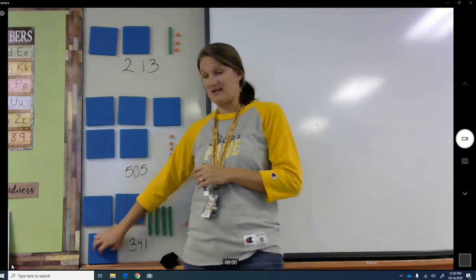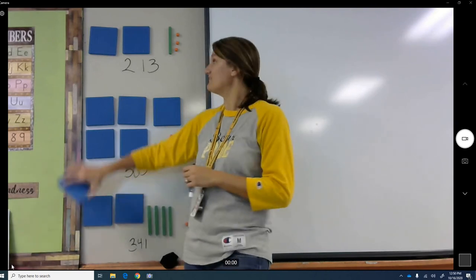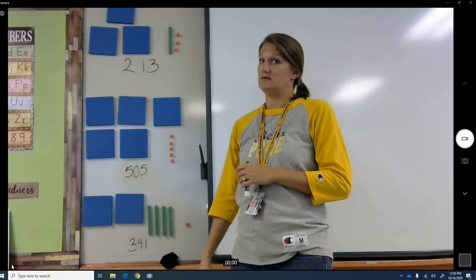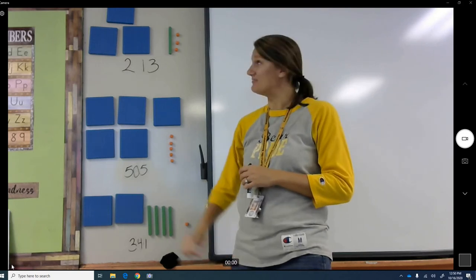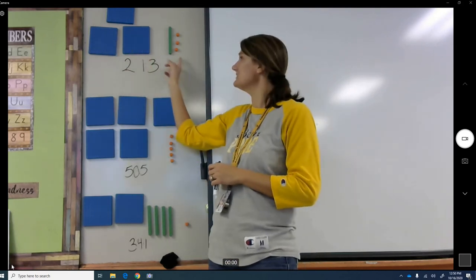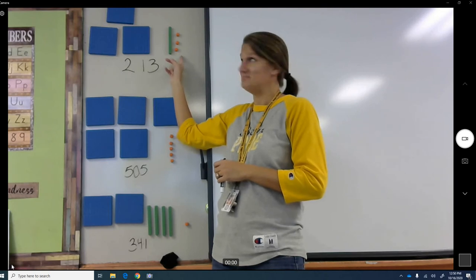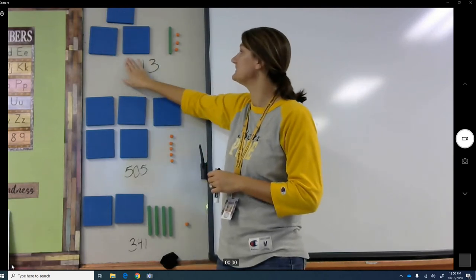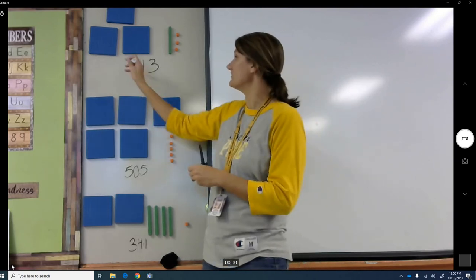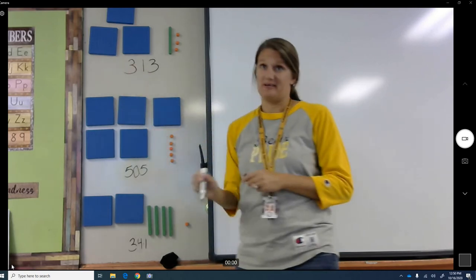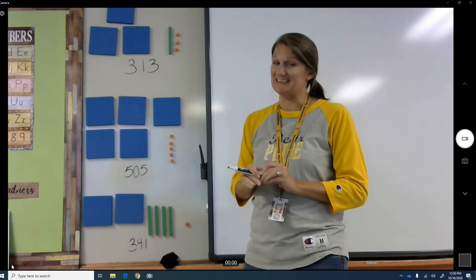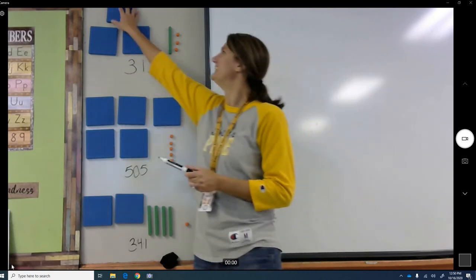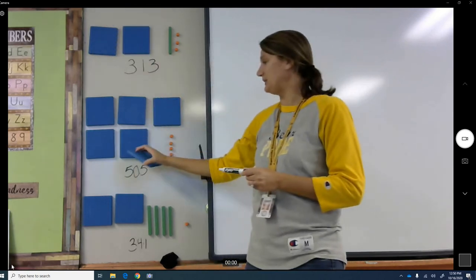I'm going to steal from down here because I'm out of hundreds blocks. But if I add 100, now do I have 213? I added 100, so I changed the hundreds place, and I give it another 100 because I had 100 more. So now I have 313. Yeah.